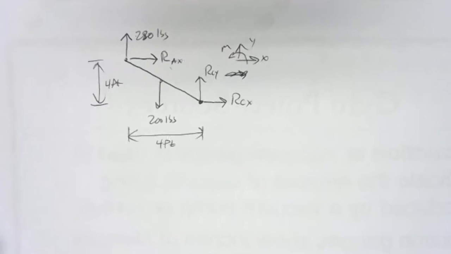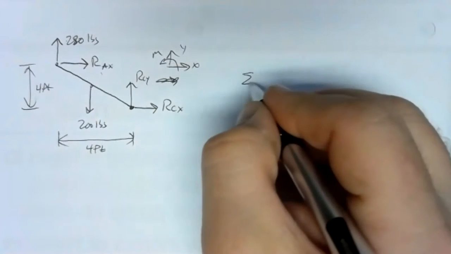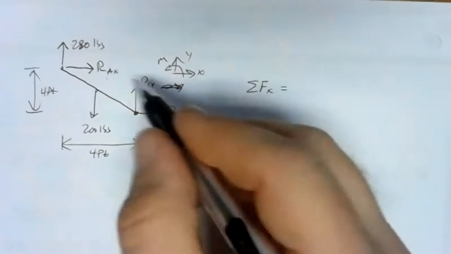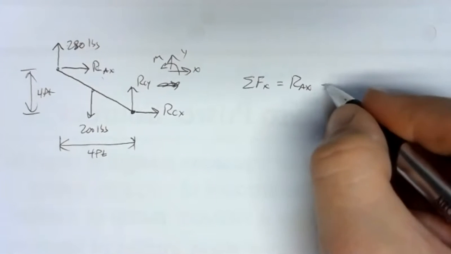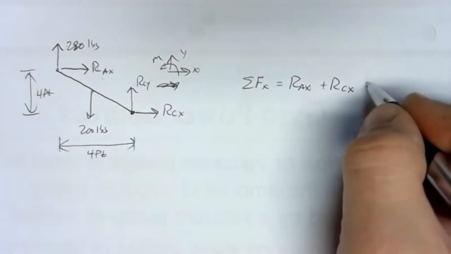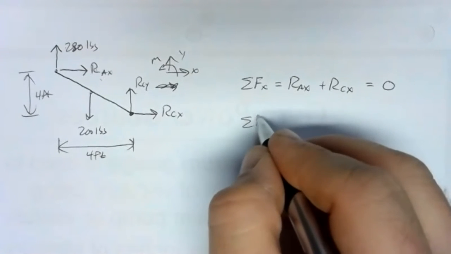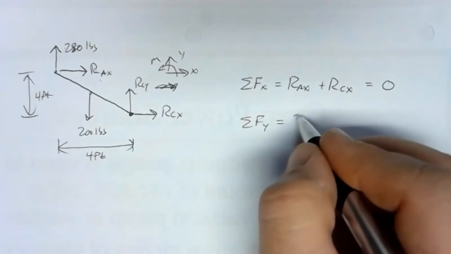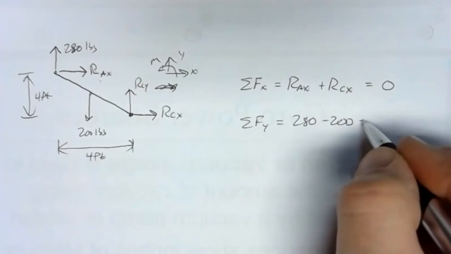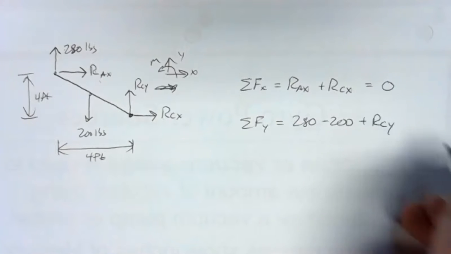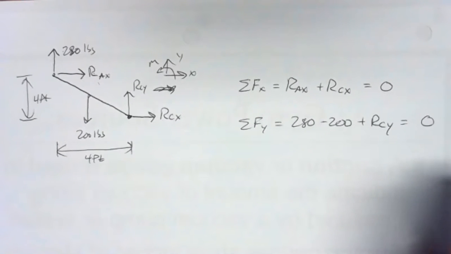No matter how bad the equations are, we should be able to get numbers out of this. So let's do our sum of forces in the x direction. We have a positive RAX and a positive RCX. Nothing else in the x direction. Take our sum of forces in the y direction, we've got positive 280, a negative 200, and a positive RCY. Nothing else in the y direction, so that equals 0.